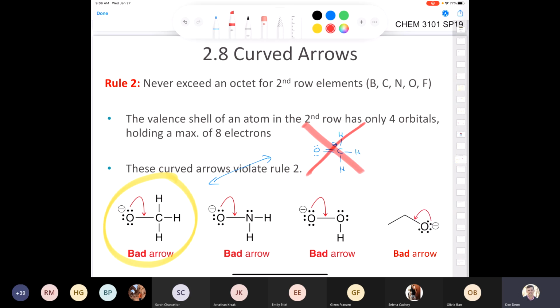That's the old, hey, thanks for coming out, take a keychain on your way home or something like that. No, you are not getting a job, okay? There's no such thing as 5 bonds to a carbon, so that is a bad arrow, okay?